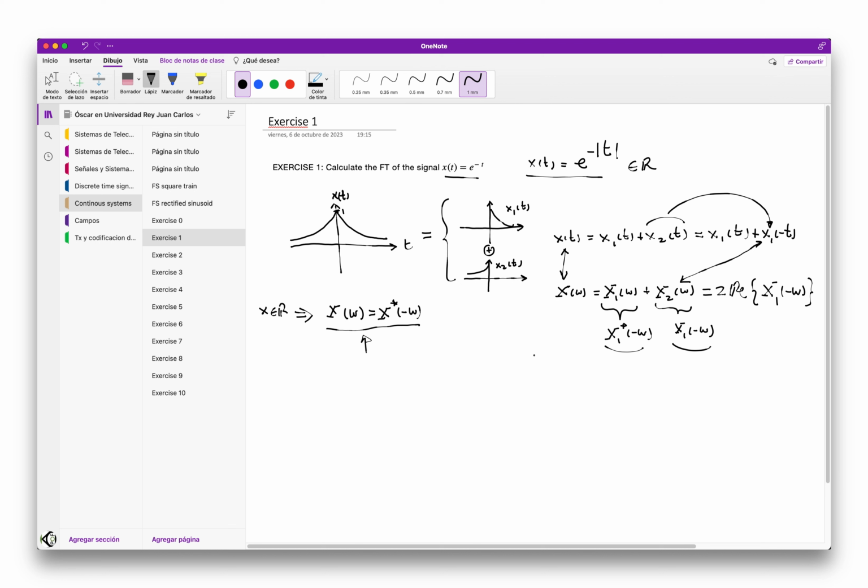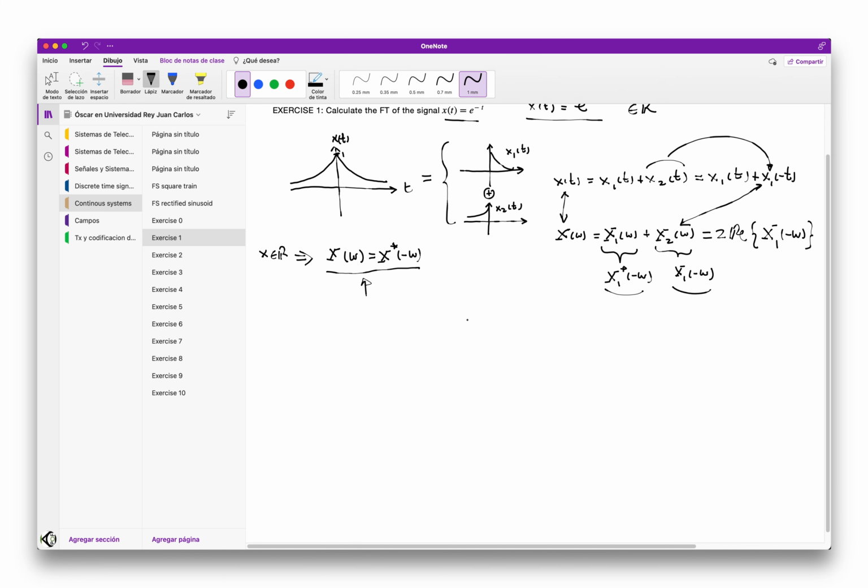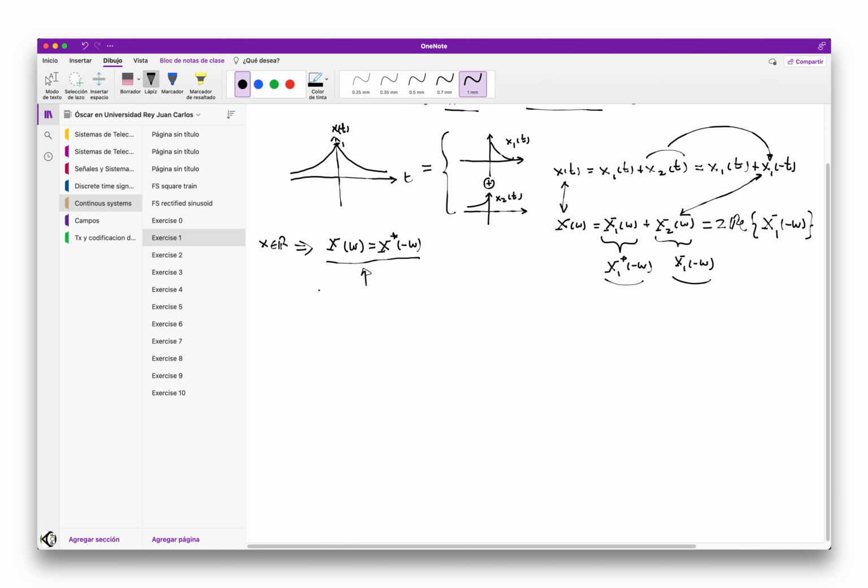Okay, so we are a bit closer. We have simplified and played a bit around with the symmetries of the signal, and we come over here. But let's take it a step further. And remember from the table of Fourier transforms that we had a Fourier transform that resembles this one.